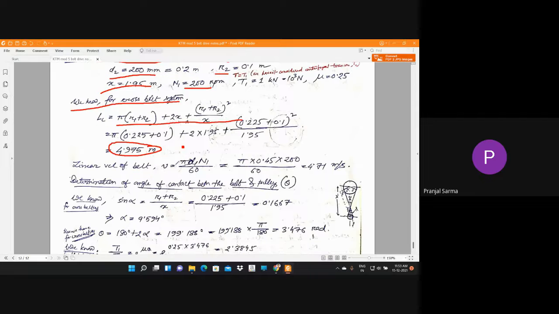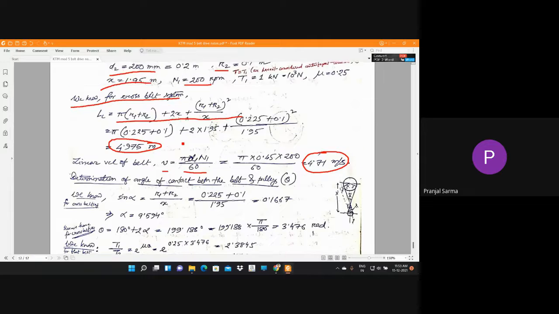From here we'll also be able to find out the linear velocity of the belt. This v is pi d1 n1 by 60. N1 is given, the diameter of the bigger wheel is also given, so we'll put that value. The v value we can obtain is 4.75 meter per second.